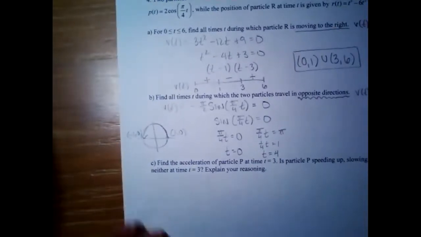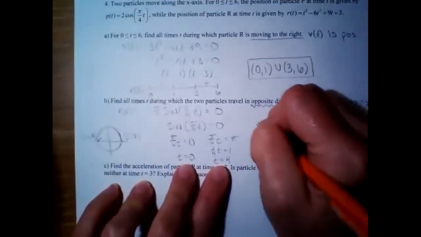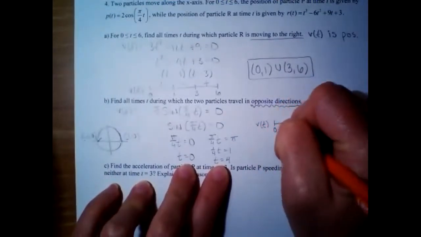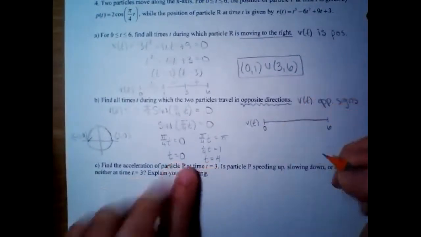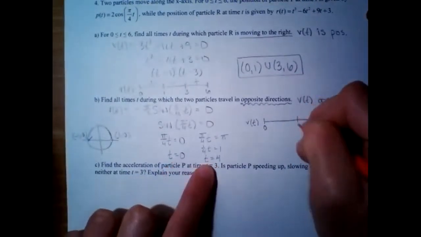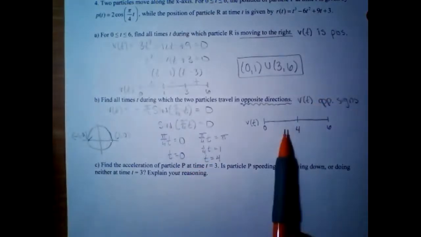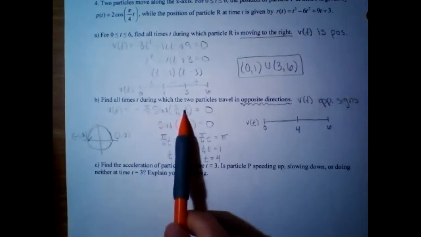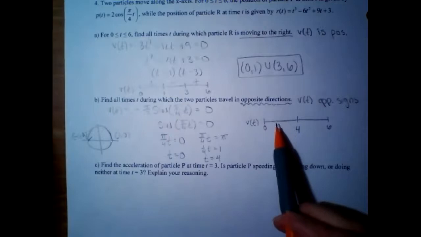So I'm going to make a number line, and then these are the two values that are going to go on my number line for my velocity. And again, our interval was 0 to 6. Oh, I guess 0 is already on there, so we just need 4. So we just need to pick numbers in here to test, plug them into the velocity, and see if they come out positive or negative. All right, so let's try 1.